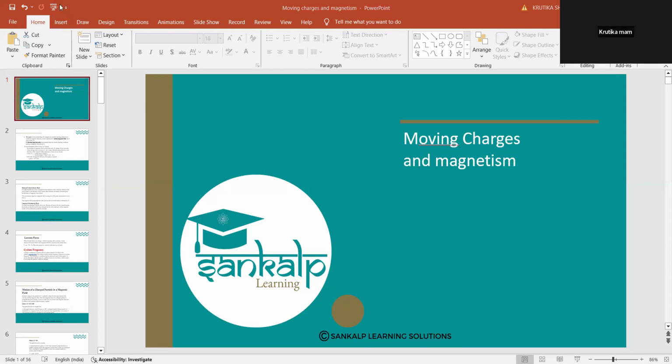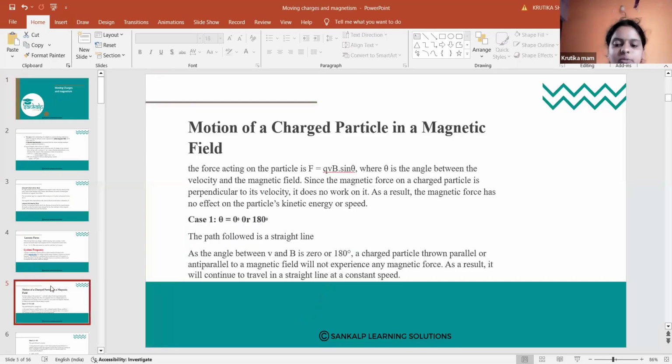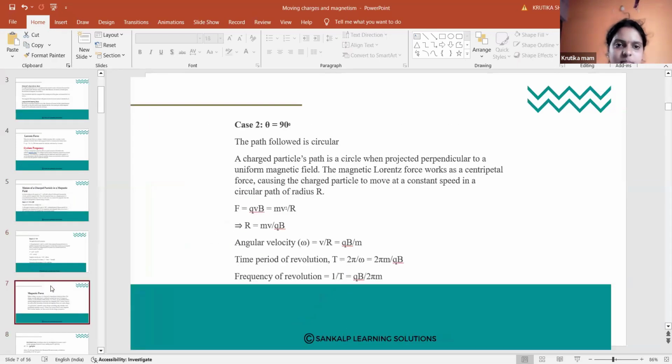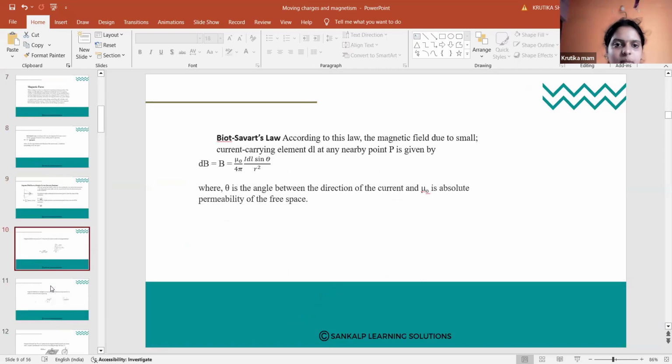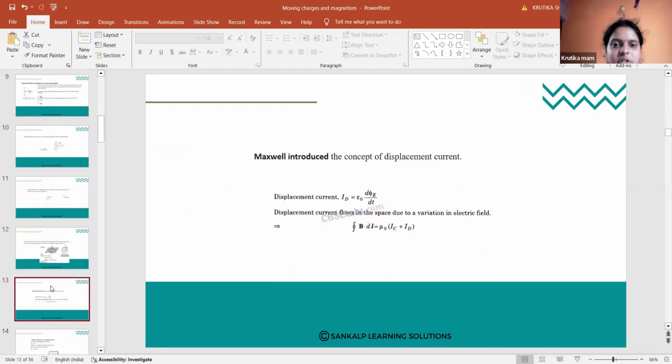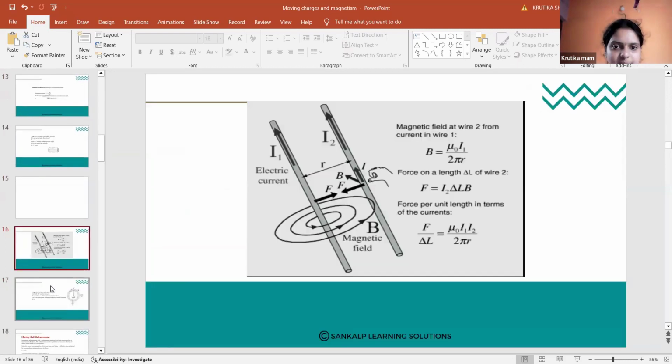Okay, good afternoon, students. So let us begin with today's class, moving charges and magnetism. We have almost come to the last part. Biot-Savart law, its applications, and some of the numericals we have discussed in the last class. Today we are discussing the expression for the force between two straight parallel current carrying conductors.